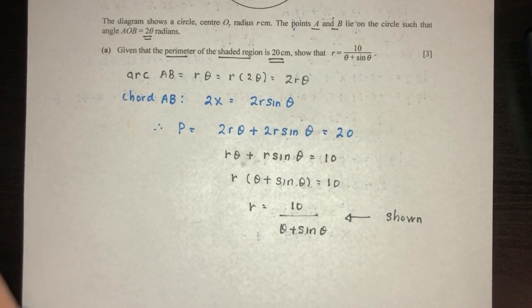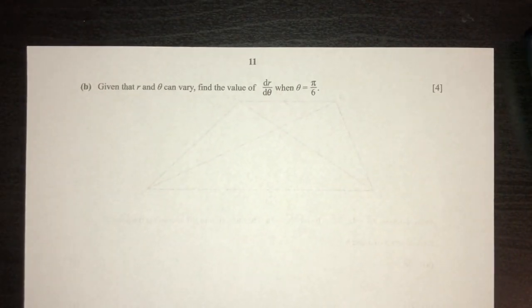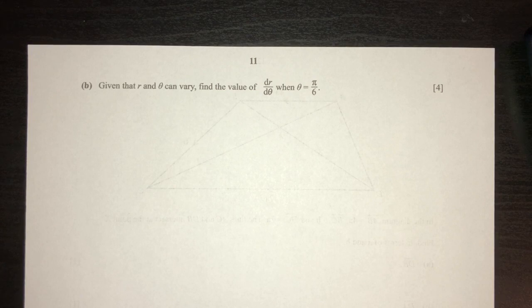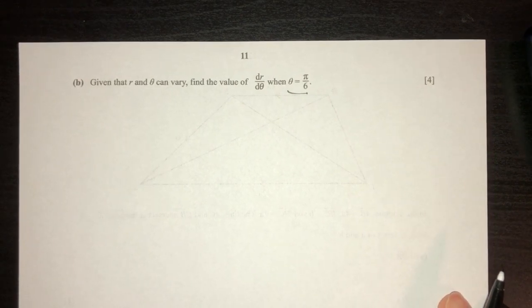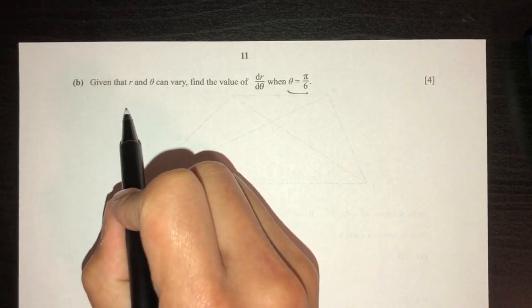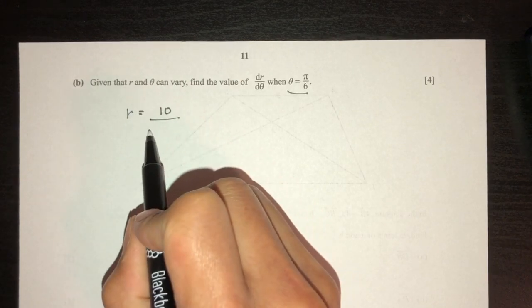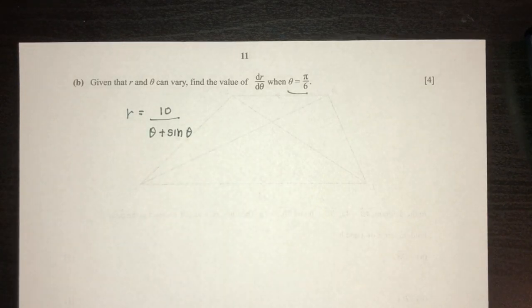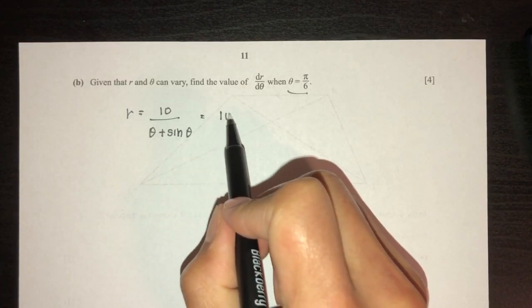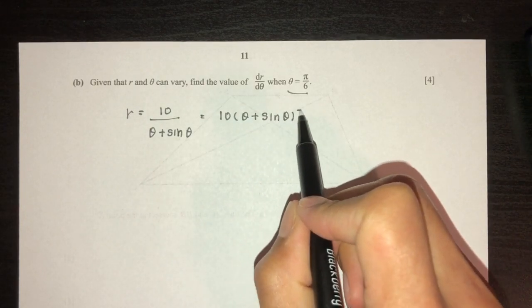Okay, so let's move on to part B of the question. Given that r and theta can vary, you have to find the value of dr by d theta when this is the value. So let's do that. So right now we have r is equal to 10 over theta plus sine theta. Now of course we can rewrite this as 10 times (theta plus sine theta) to the power minus 1.